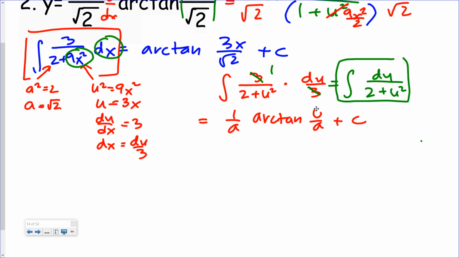So here all you do is substitution. So you have 1 over a. My a here is what? Square root of 2. Arctangent. What's my u here? 3x, right? a is root 2, plus c.